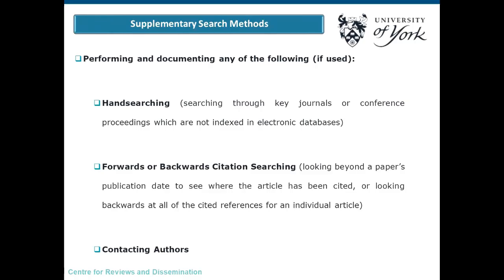The final phase is performing any of the following supplementary search methods and documenting these in your search write-up. Hand searching. This means searching through any key journals or conference proceedings which are not indexed in electronic databases. Forwards or backwards citation searching are two different processes. This is where, for specific papers only, you would look beyond a paper's publication date to see where the article has been cited, or look backwards at all of the cited references for an individual article.